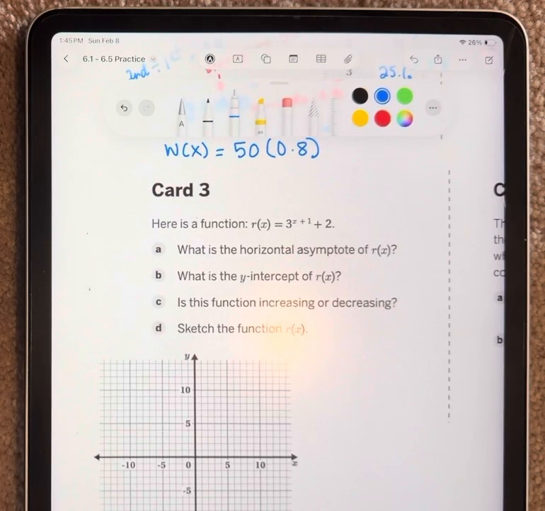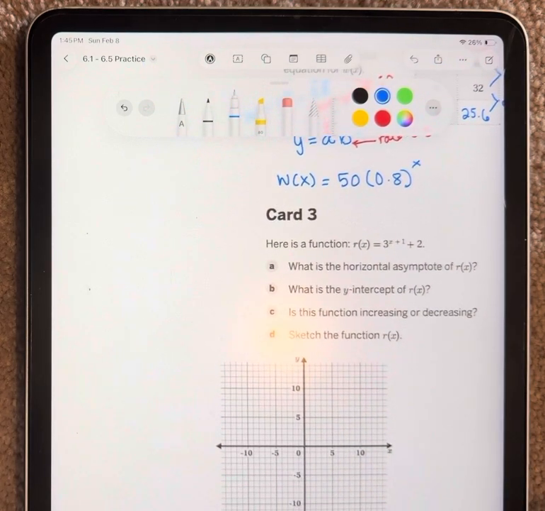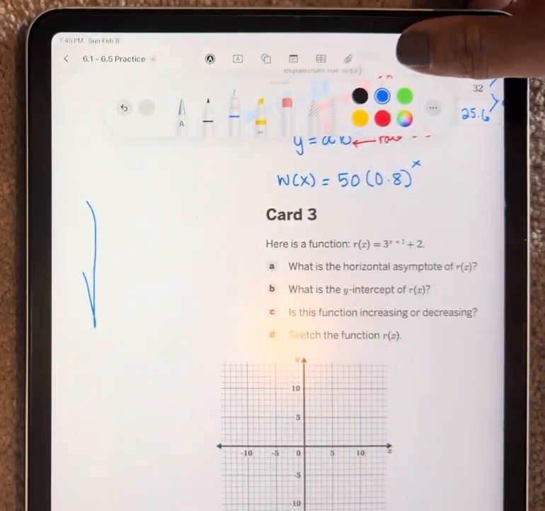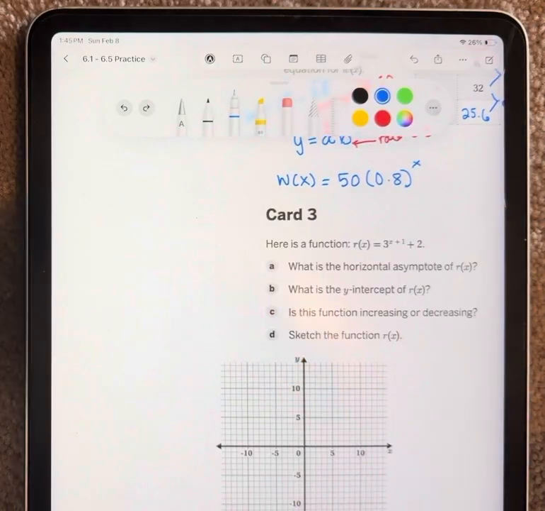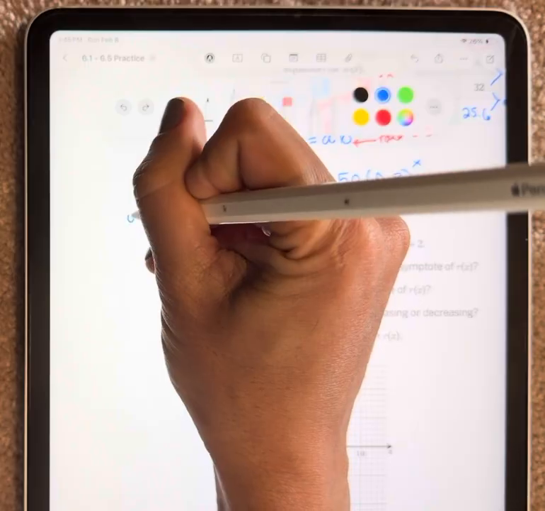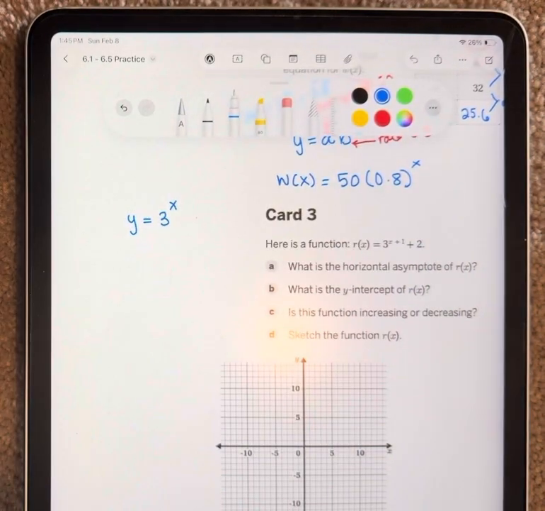Here's a function r of x equals 3 to the x plus 1 plus 2. Okay, so before I get into this question right here, I just want to give you guys a quick rundown, maybe like a lesson on this stuff. So when we are looking at something like this function, immediately in my mind, I'm thinking about that parent function.